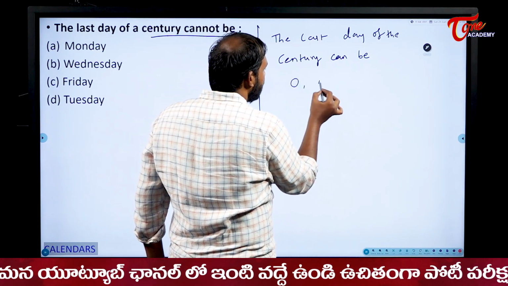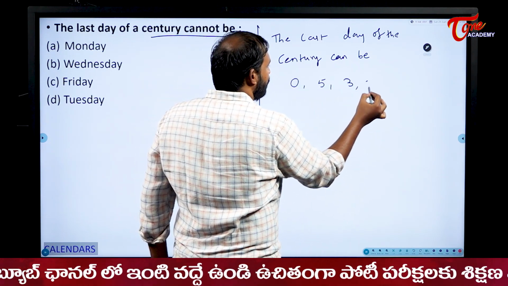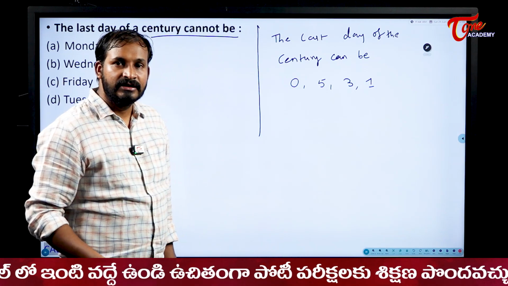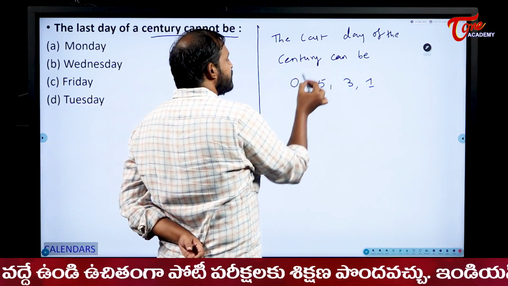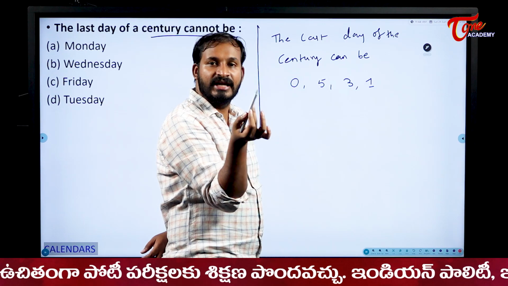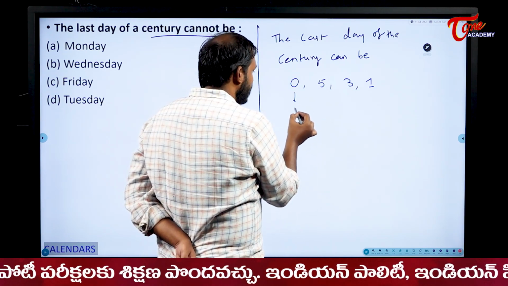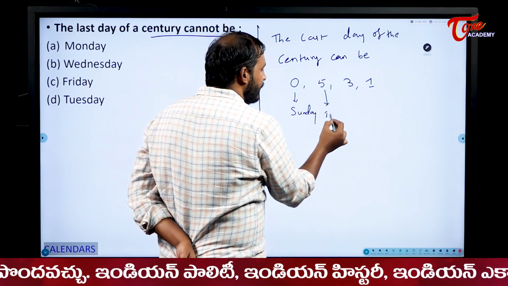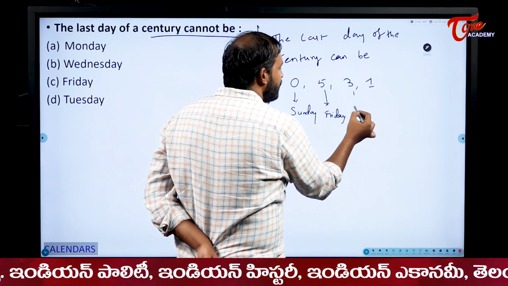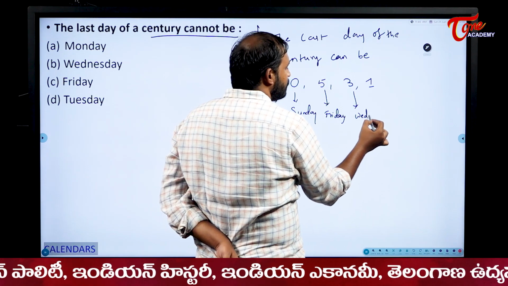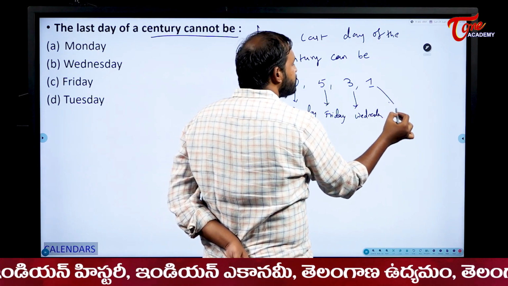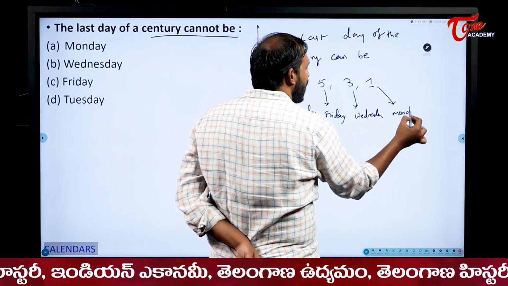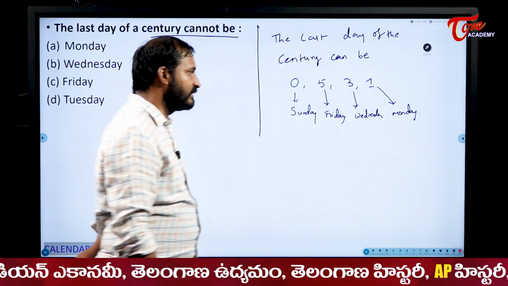0, 5, 3 and 1. So, the last day of the century can be this: 0, 5, 3 and 1. 0 means what? Sunday. 5 means what? Friday. 3 means what? Wednesday. And 1 means Monday. So, the last day of the century can be this one.